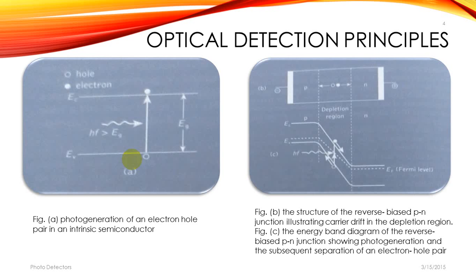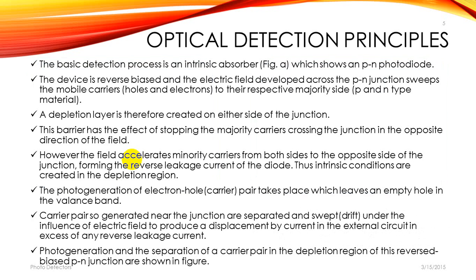These are the points I have already mentioned. Here you see the basic detection process in an intrinsic absorber, which shows a PN photodiode, which I have already mentioned. These are the points I have already discussed.